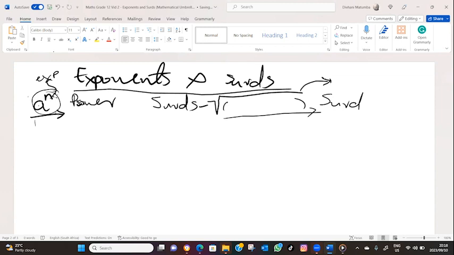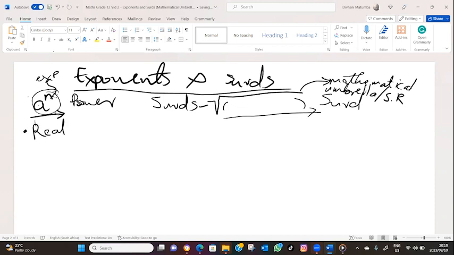So whenever there's a mathematical umbrella, or the square root, whenever you see a square root or a mathematical umbrella, that is a surd. So we're going to be dealing with surds and exponents in this segment. Now I have to define a few terms.